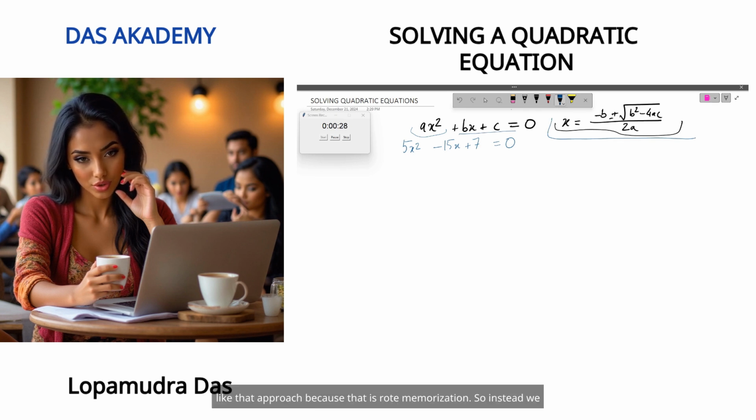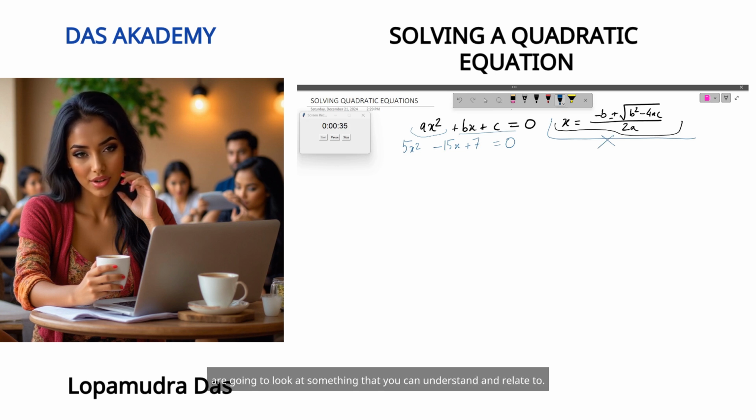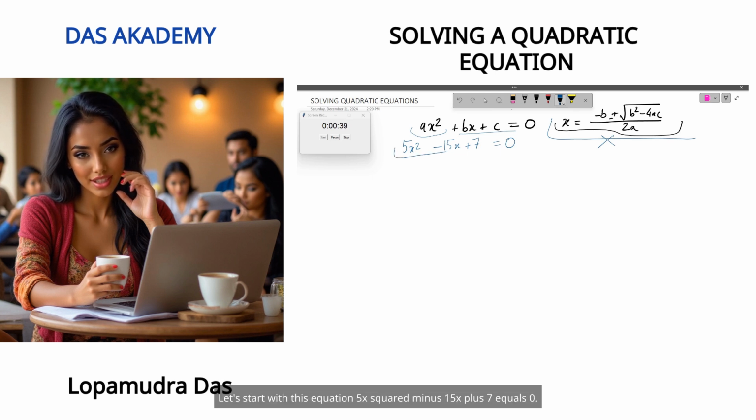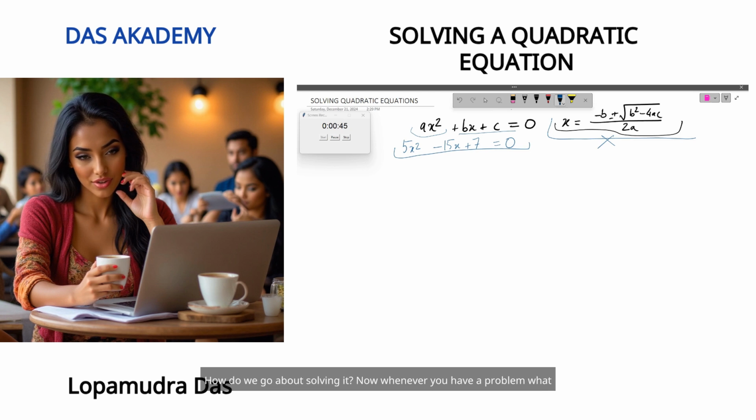Just plug in a, b, and c. I don't like that approach because that is rote memorization. So instead, we are going to look at something that you can understand and relate to. Let's start with this equation: 5x squared minus 15x plus 7 equals 0. How do we go about solving it?